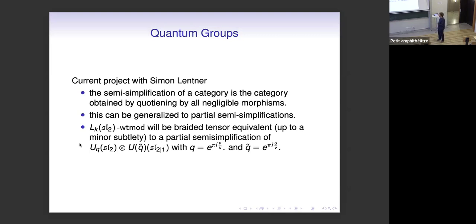And it seems this is simply something you can do, but it seems to be the thing that gives rise to VOA module categories. Is this big or unrolled or? It's unrolled.